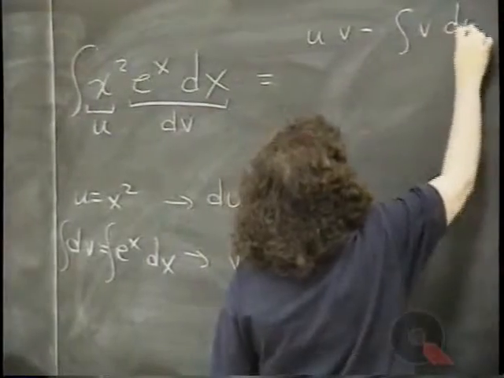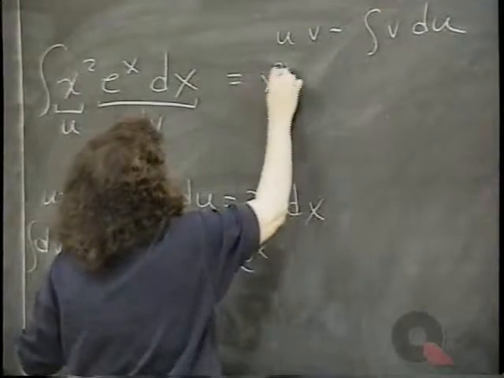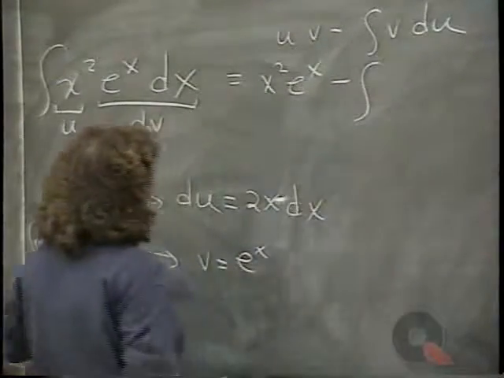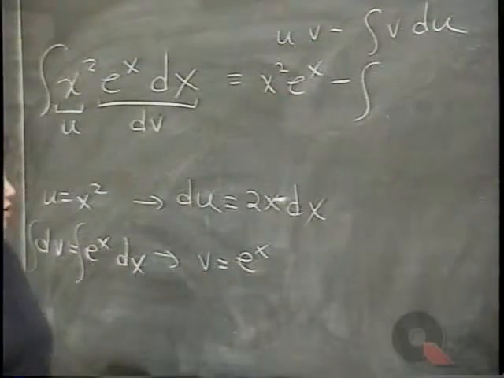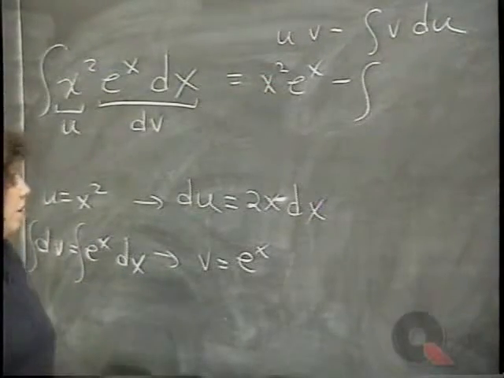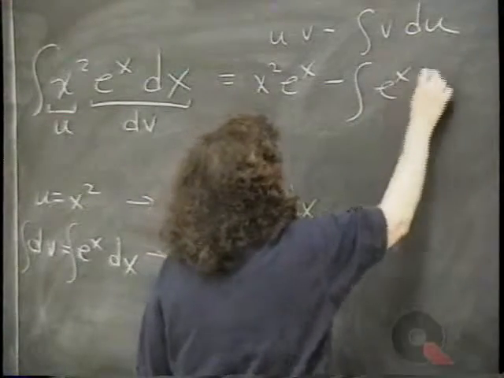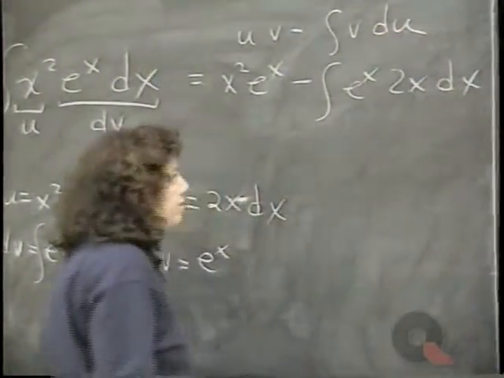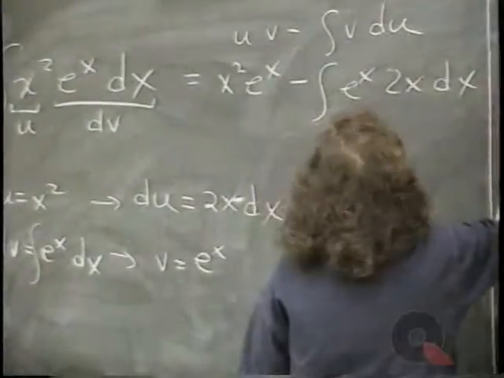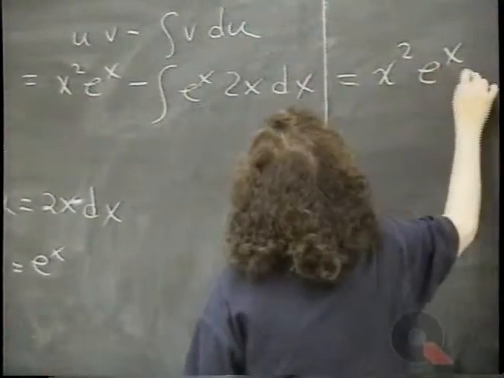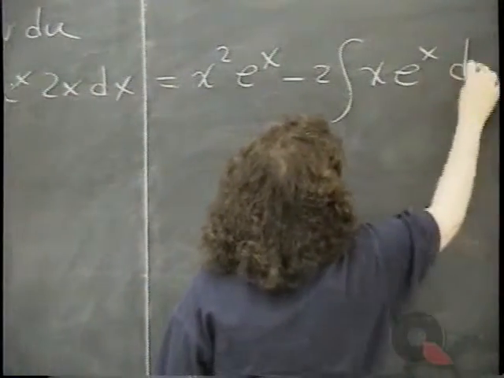uv minus the integral of v du. uv is x squared e to the x minus the integral of v du. It's uv minus the integral of v du. If I multiply v times du, I would get e to the x 2x dx. Okay. Now, this is x squared e to the x. I can take out the 2, minus 2 the integral of x e to the x dx.